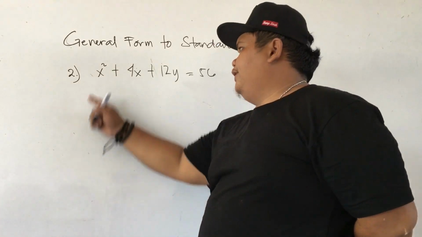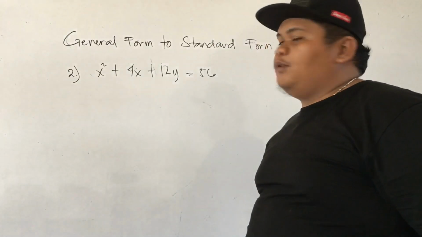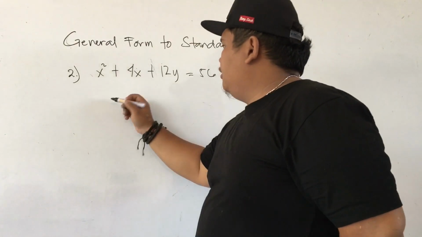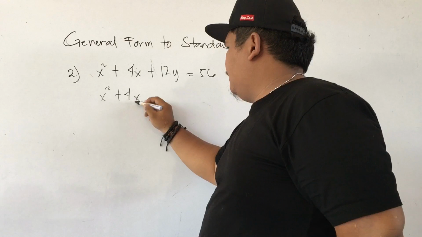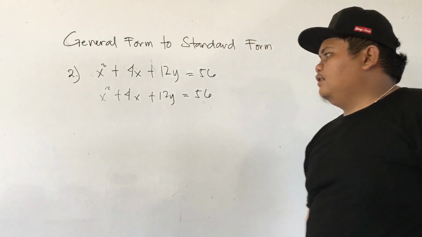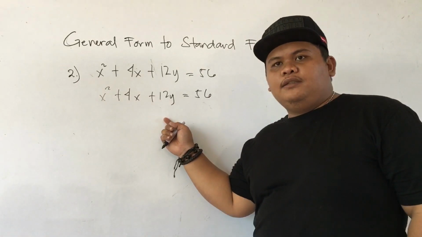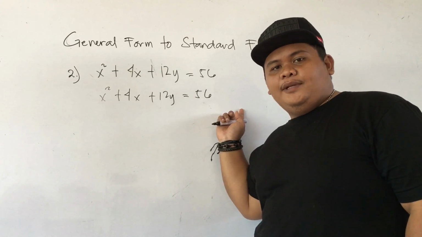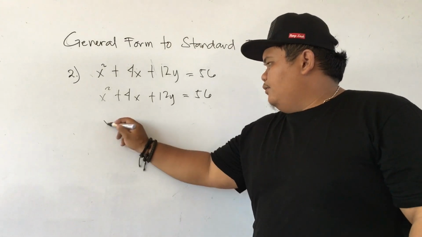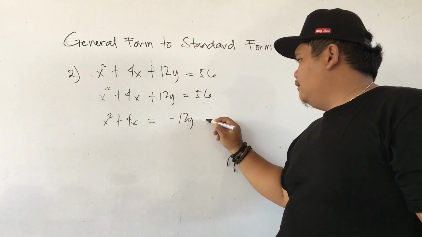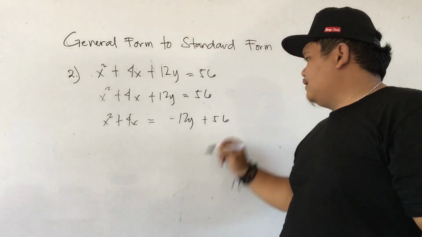For number 2, we have here x squared plus 4x plus 12y equals 56. So first, we are going to regroup all the terms with x variable and y variable. So we have here x squared plus 4x plus 12y equals to 56. Since we have here 12y and it has no companion, we will just leave it on the other side. Okay? So we have here x squared plus 4x equals to negative 12y plus 56.